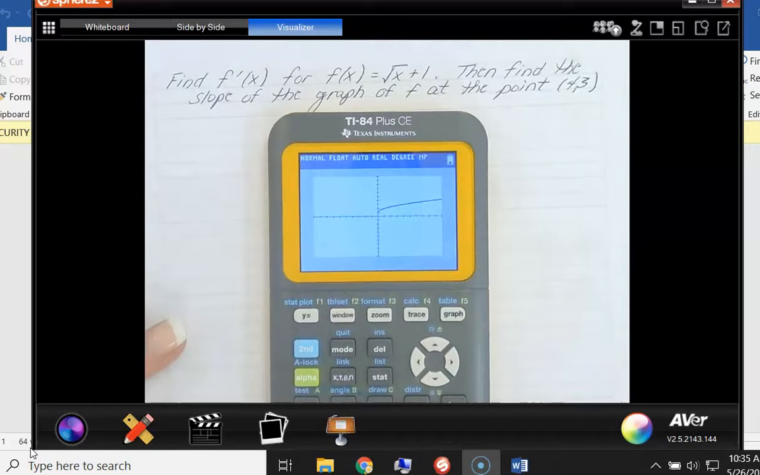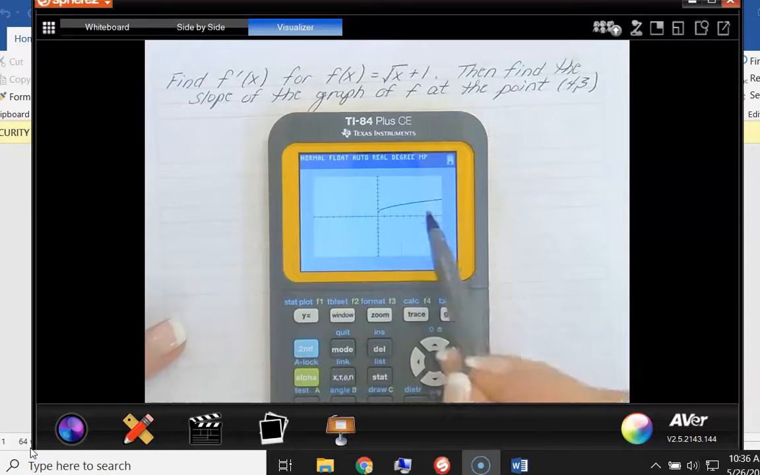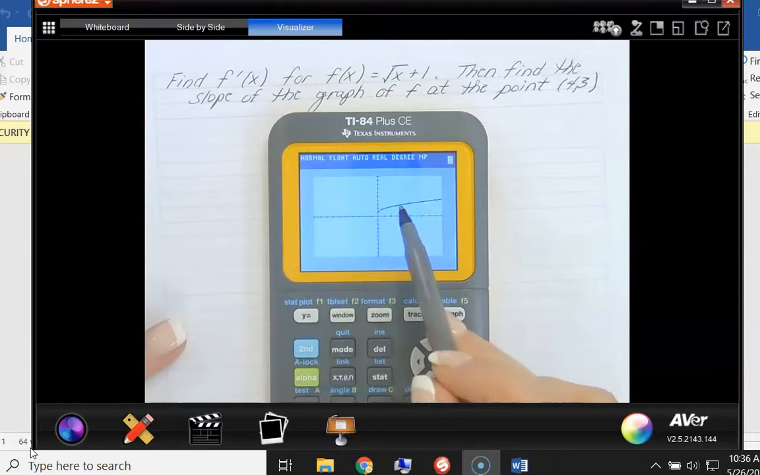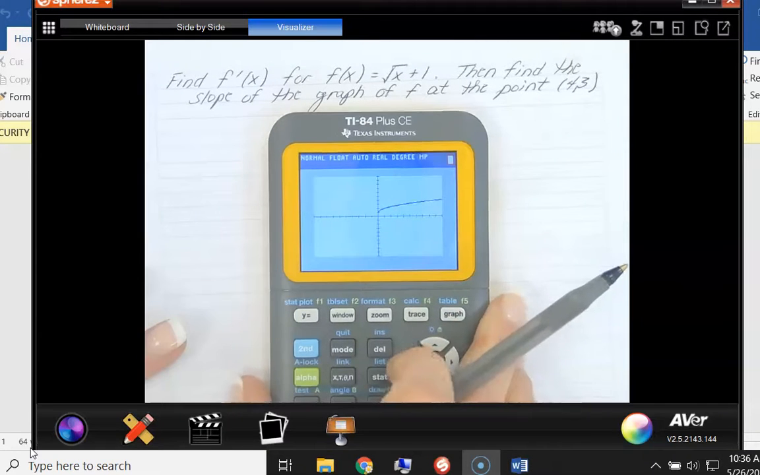Okay, so looking at this graph, at the point (4, 3), what is the slope of this curve? Well, (4, 3) would be out here, so just at that point right there, what would the slope be?